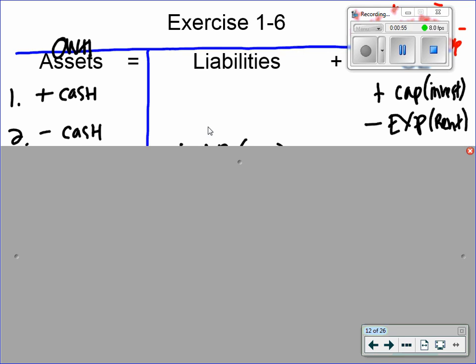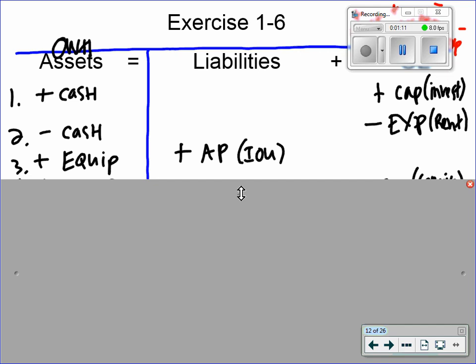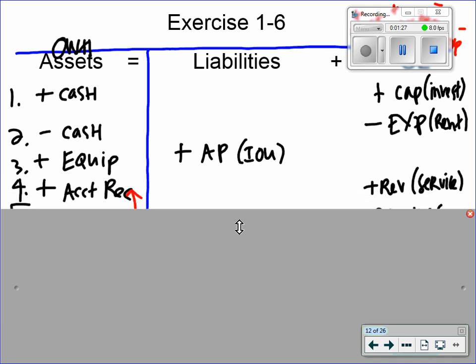The third one says we purchased equipment on account. You see equipment go up, but we didn't buy it with cash. You see AP go up as well because we owe now on that equipment. I don't have a book in front of me, I'll just wing it. Number 4, it looks like we sold services.